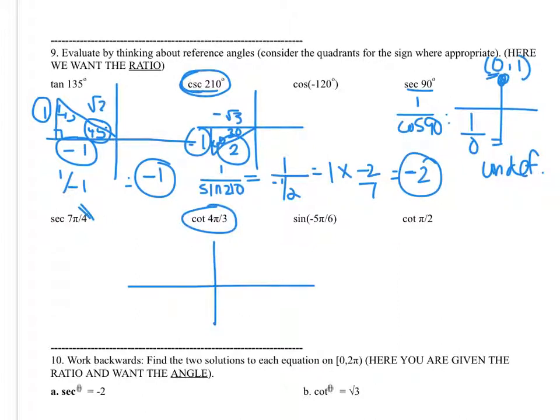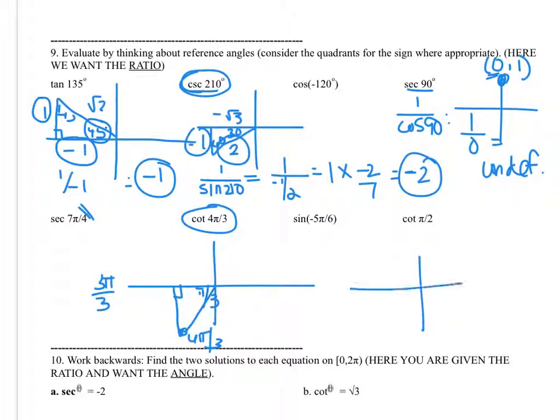Where would 4 pi over 3 be? Well, that is the one that is right here, based on the unit circle. So when you take your quiz, you'll be much more proficient in that. This is a reference angle of pi over 3. Think about it. This is 4 pi over 3, and this is pi, which is 3 pi over 3. The reference angle is just pi over 3. And so that's like 60.